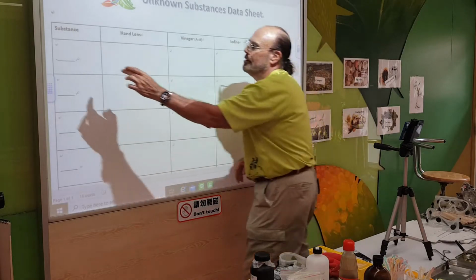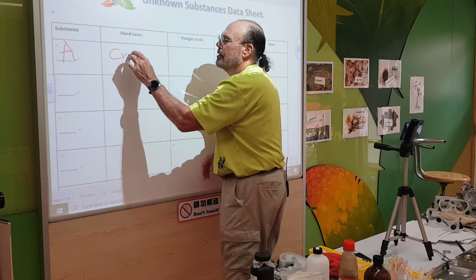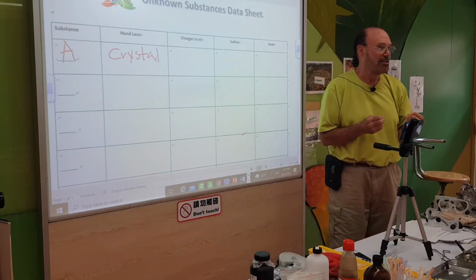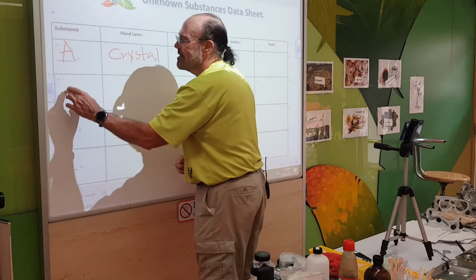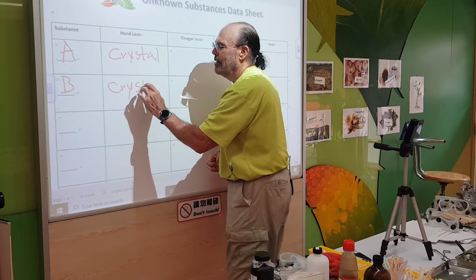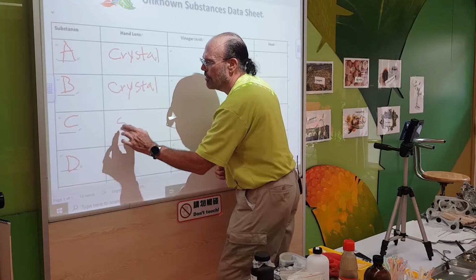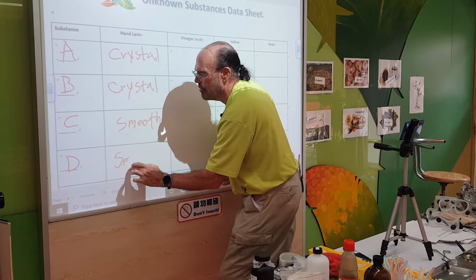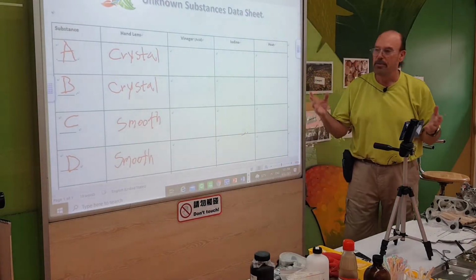Let's go lighter. How about this word? Crystal. Maybe crystal is a better word, yeah? Crystal. And B, probably the same. I think B is crystal too. And C and D are both smooth. I think you can come up with other words, it's okay. Something that you can remember from this.